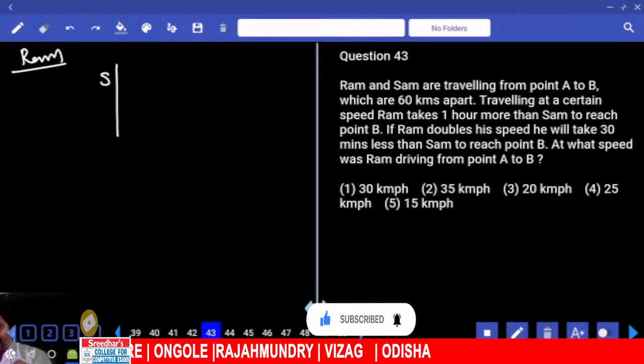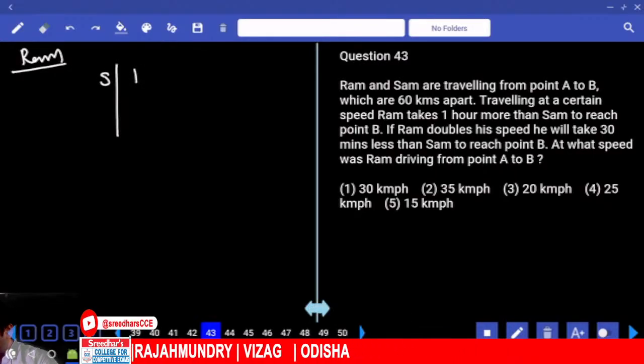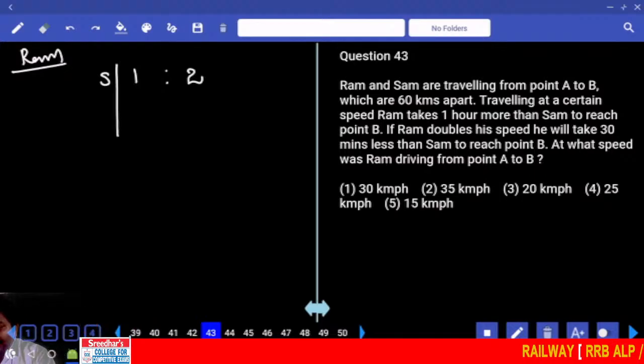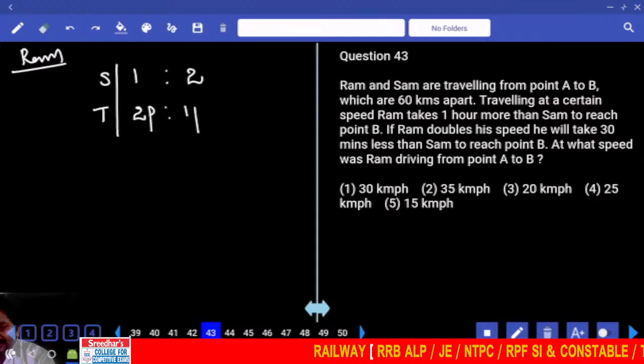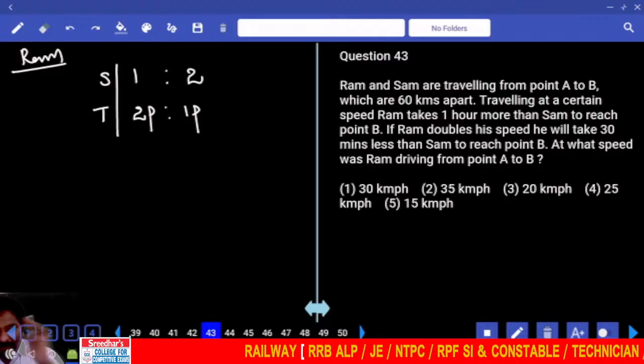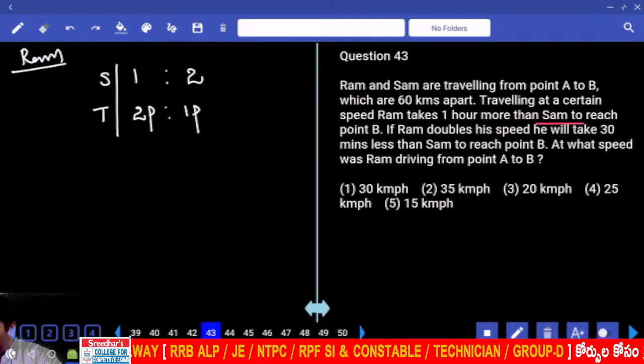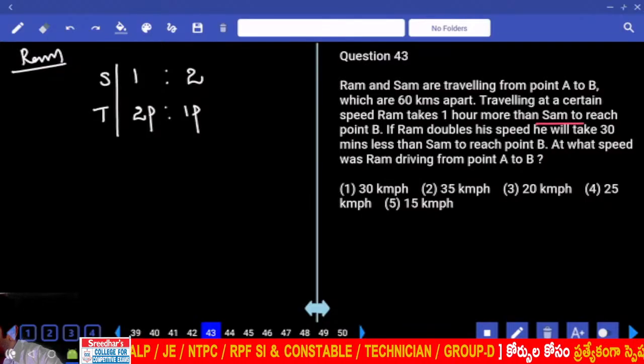Speed. In the initial case he is traveling with his own speed. The second time he is traveling with double the speed. That means speed's ratio 1:2. If speed ratio is 1:2, time ratio must be 2 parts and then 1 part. Correct? Okay. Now, you don't know what is the time taken by Sham to reach point B. Let it be X hours.